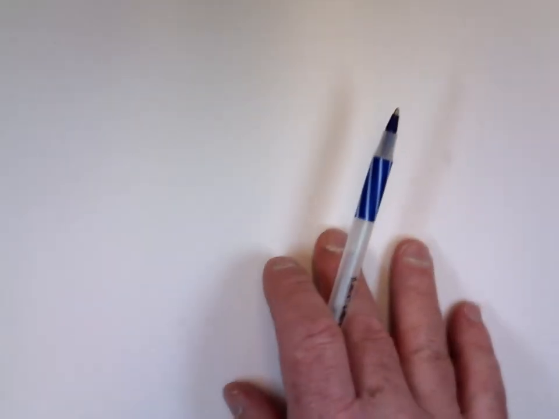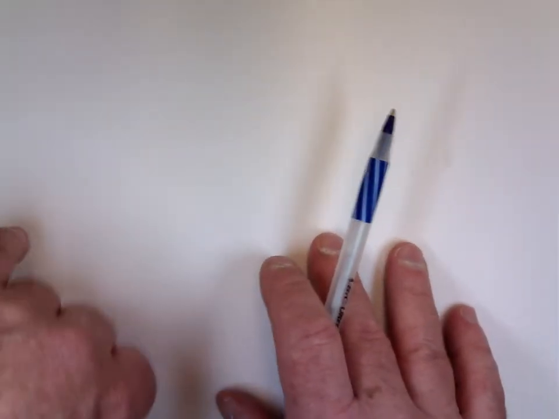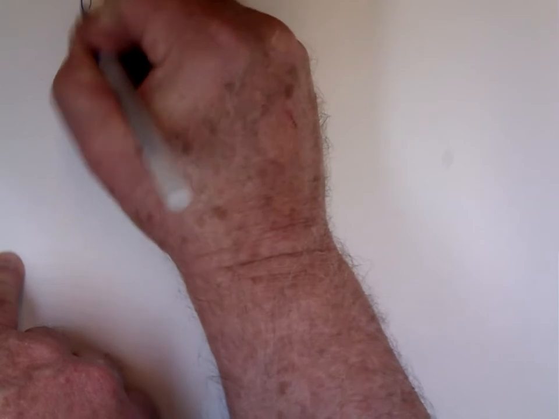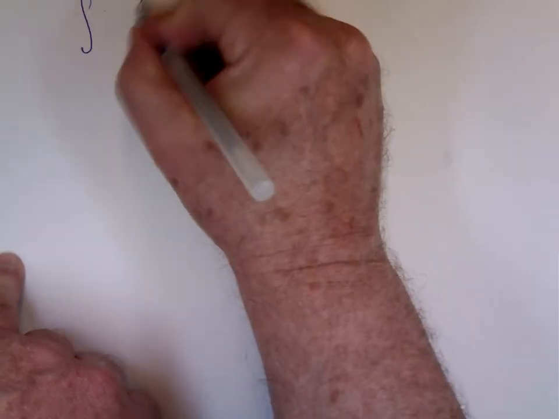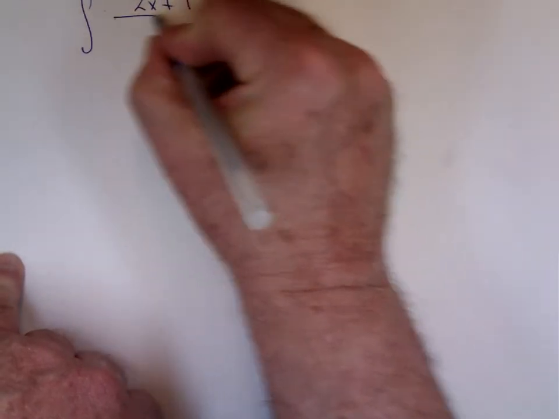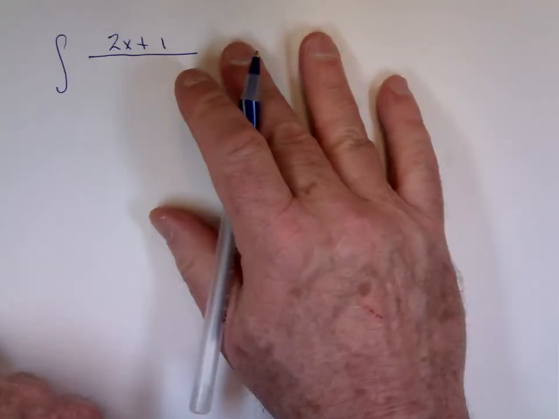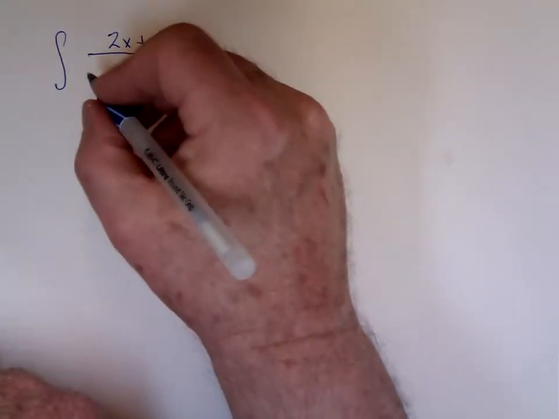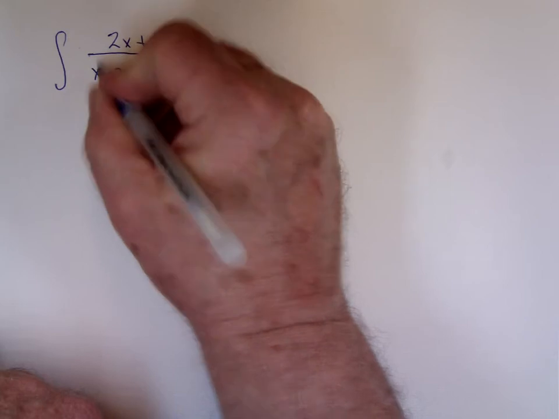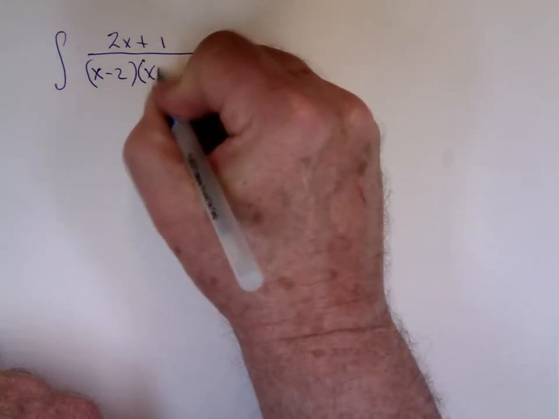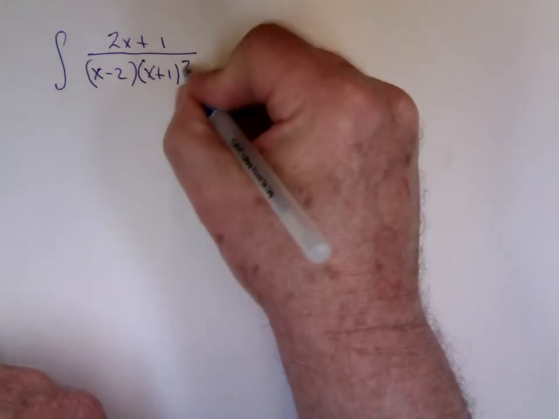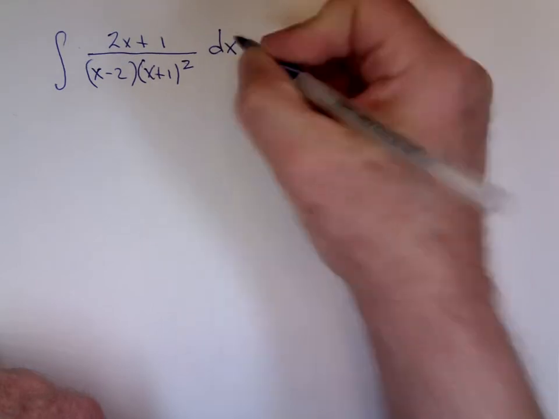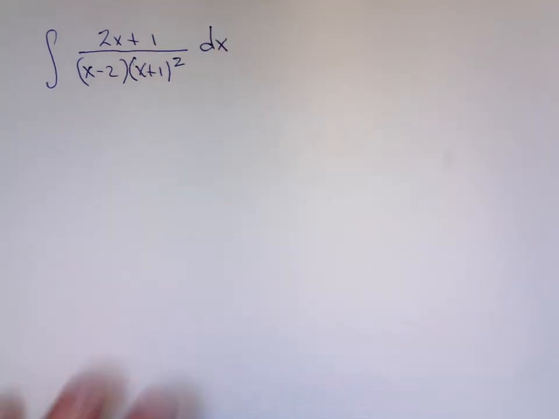All right, let's make it a little bit more difficult. Let's suppose we have this integral. Let's go with 2x plus 1. You gotta put it down a little bit. Okay, thank you. You're welcome. Let's say that's x minus 2, and let's say this is x plus 1 squared. This is a much more difficult problem. Okay?